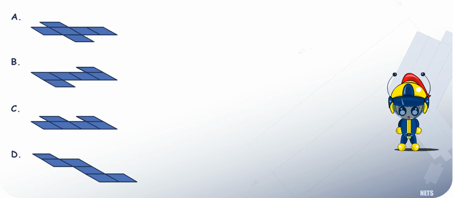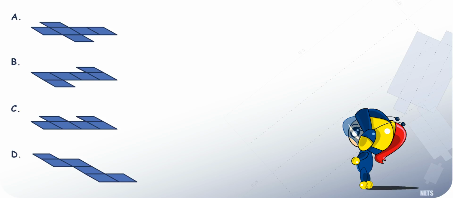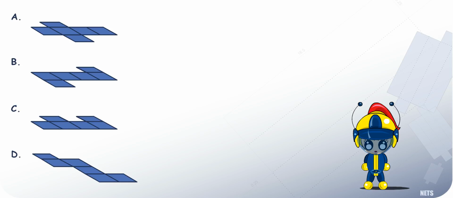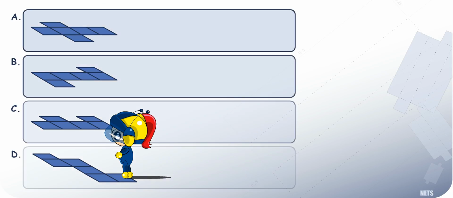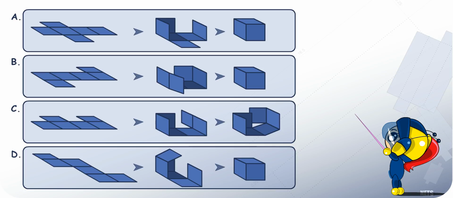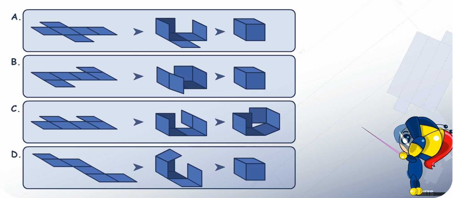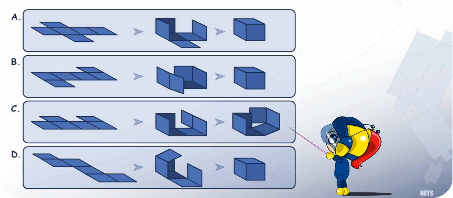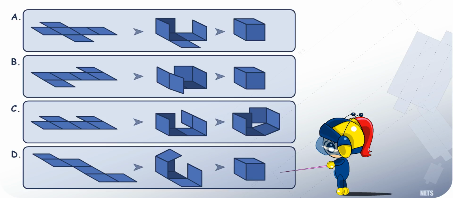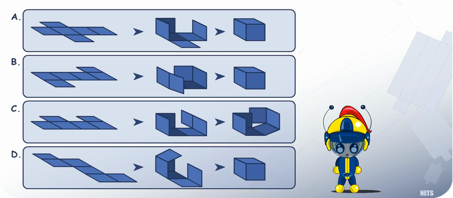Good. I have 4 nets here. Can you tell me which ones can be folded to form a cube? Let me try to fold each of them to see if they can form a cube. Net A can be folded into a cube. So can net B. Hey, net C doesn't form a cube. 2 of its square surfaces overlap. Finally, net D too can be folded to form a cube. So, net A, B, and D are nets of a cube, while net C is not. Good work, Turbo Girl.